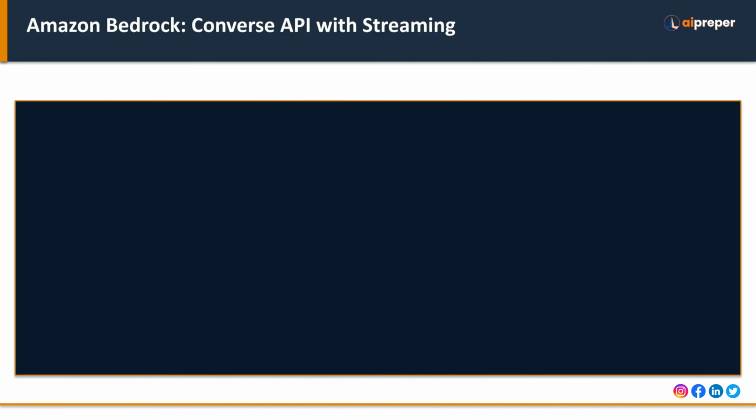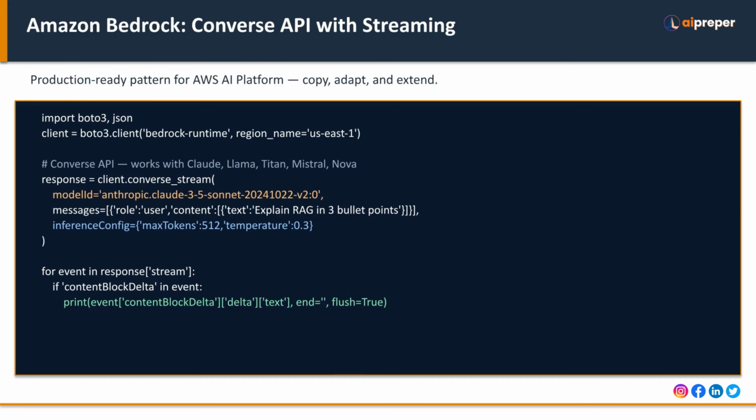The Converse API with streaming offers a production-ready pattern for the AWS AI platform. This code example demonstrates how to use the @converse_stream method for multi-turn chat and streaming responses.